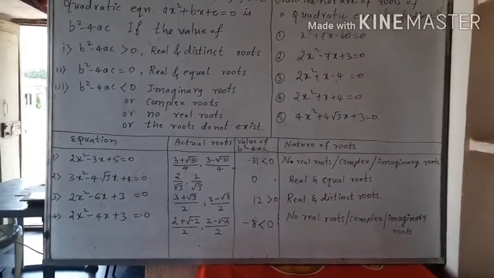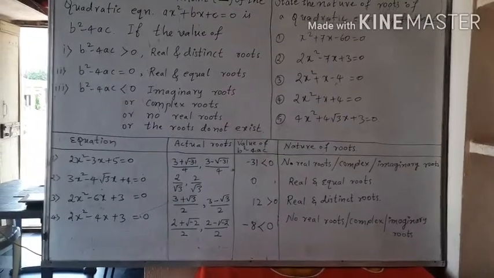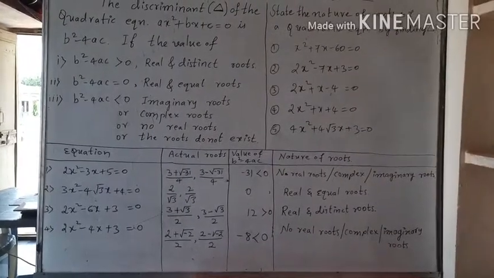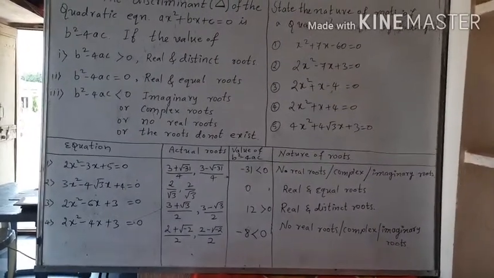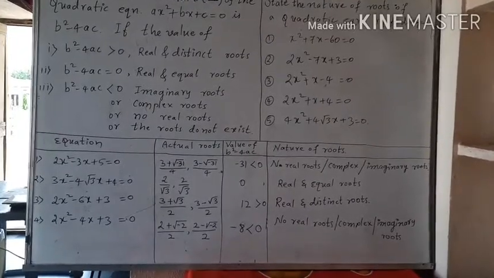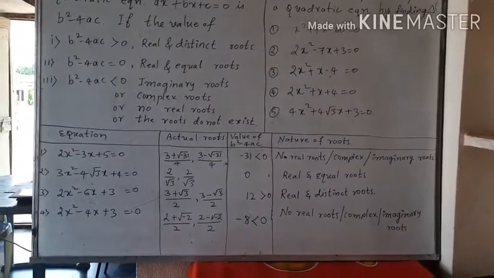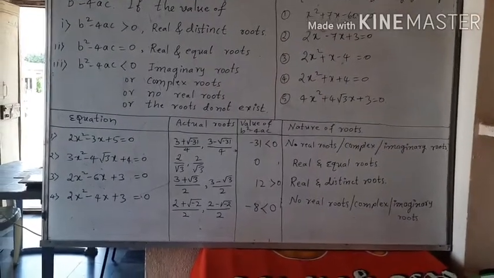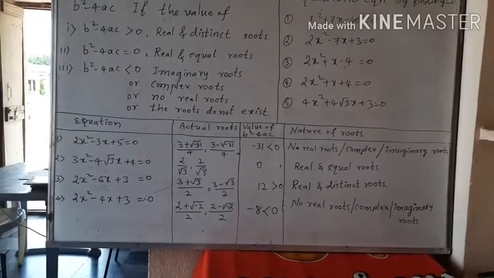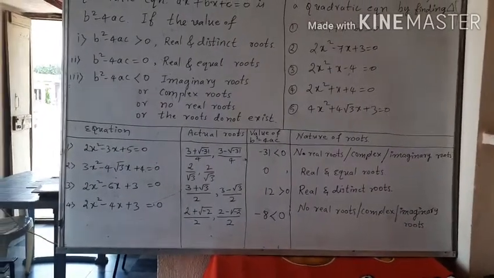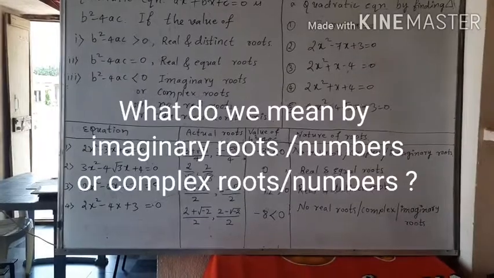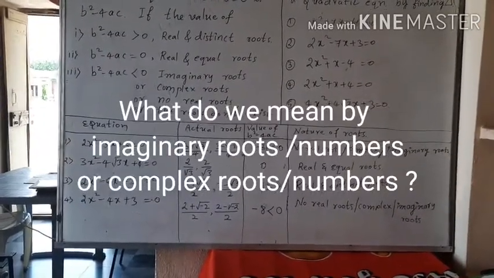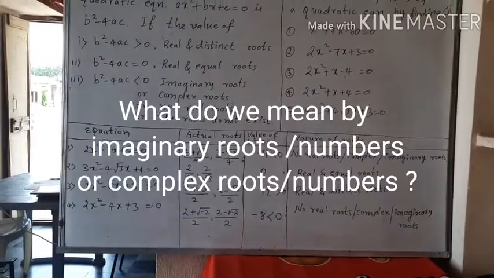Whenever you are asked to tell the nature of the roots of the quadratic equation, you should be able to tell whether the roots are real and equal, real and distinct, imaginary or complex roots, or no real roots, or the roots do not exist. Let us understand what we mean by imaginary roots, imaginary numbers or complex numbers.